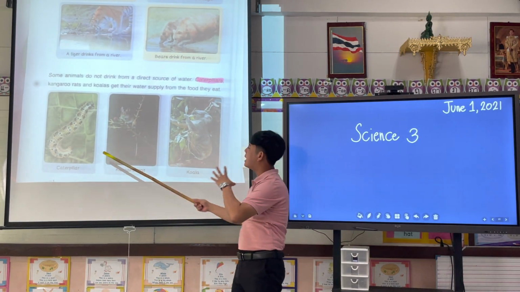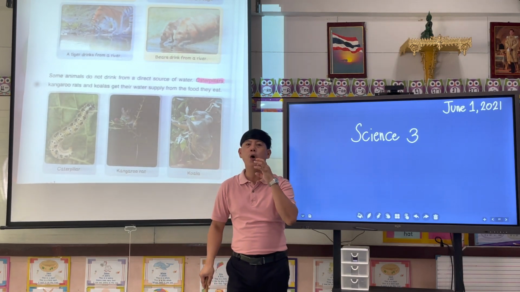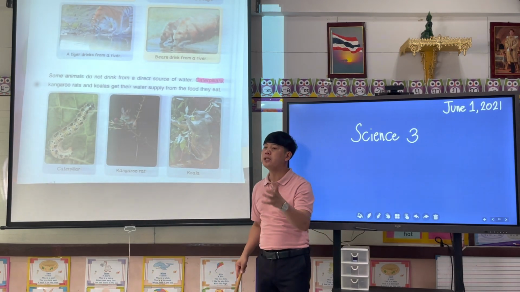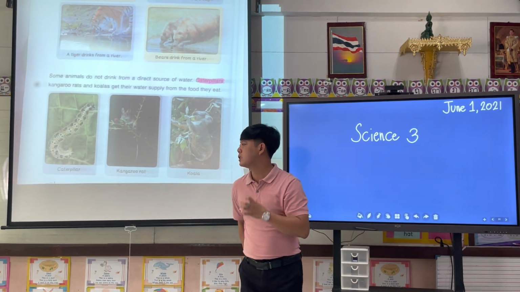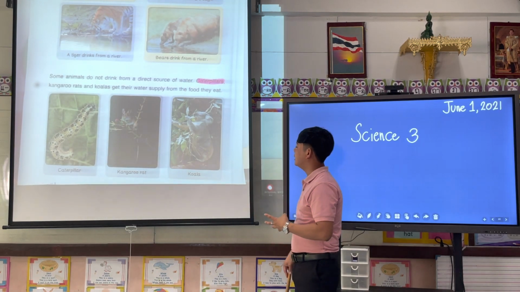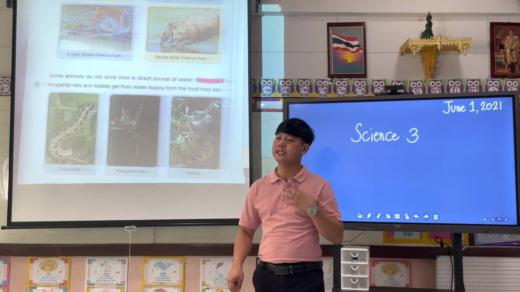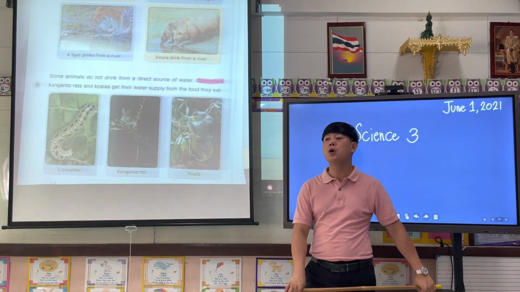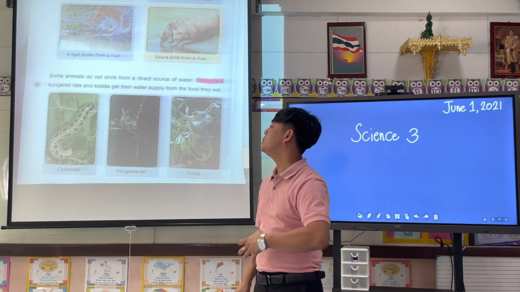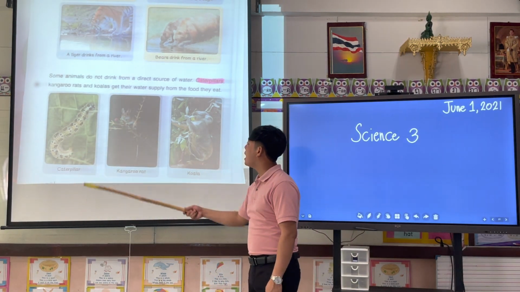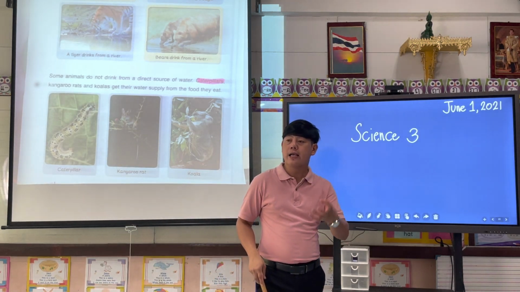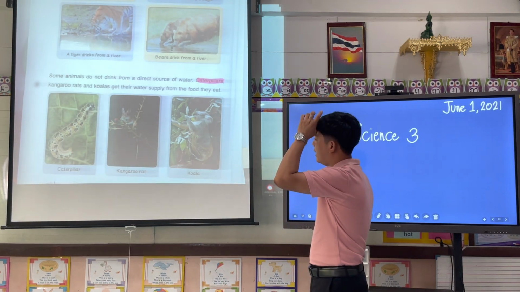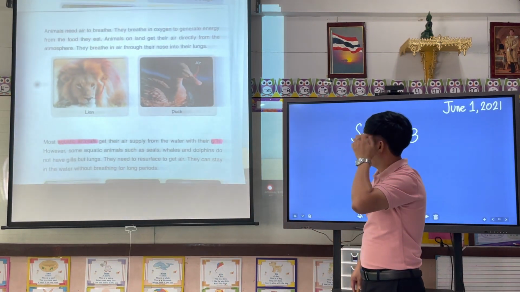So caterpillars like to eat leaves, and some leaves contain water. Kangaroo rats as well like to eat fruits. Some fruits have water. And koalas as well. Koalas eat leaves and fruits, the same thing as the kangaroo rat and caterpillar. They don't need to go down to the creek to drink water because the food they are eating contains water. Okay, now water is done. Next, after water, what's the next?